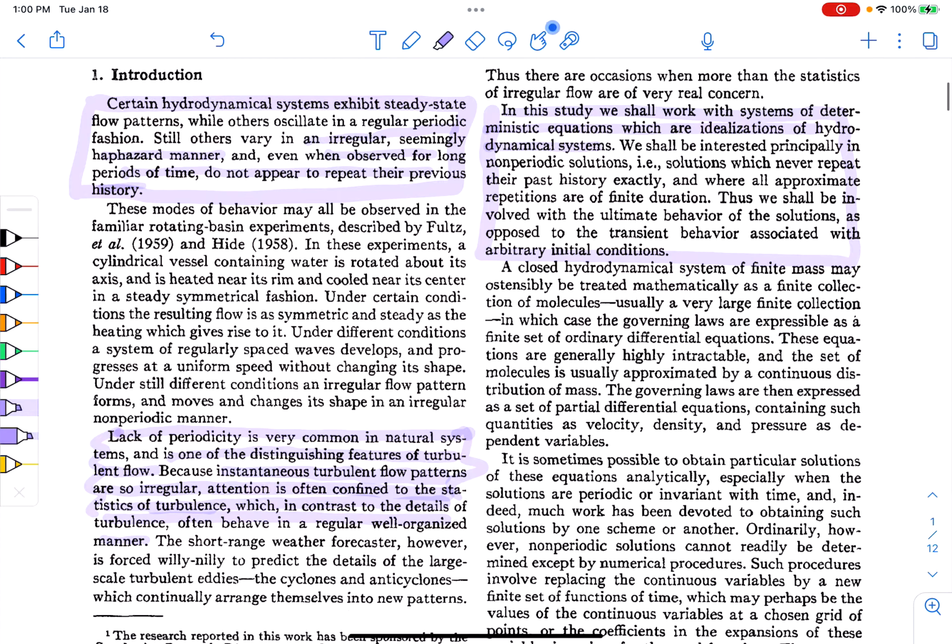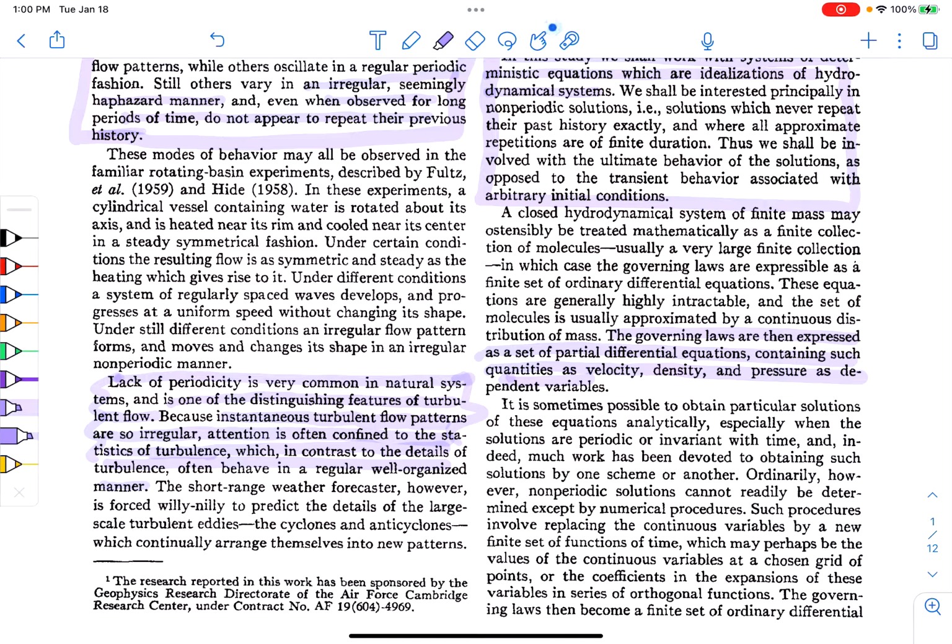Down here, he notes that the governing laws are expressed as a set of partial differential equations containing the quantities of velocity, density, pressure, and of course temperature, etc., closed form. And that's what we're going to look at. So partial differential equations, which is how we're forming and casting our equations. Going through all that, I think I picked out another important detail.